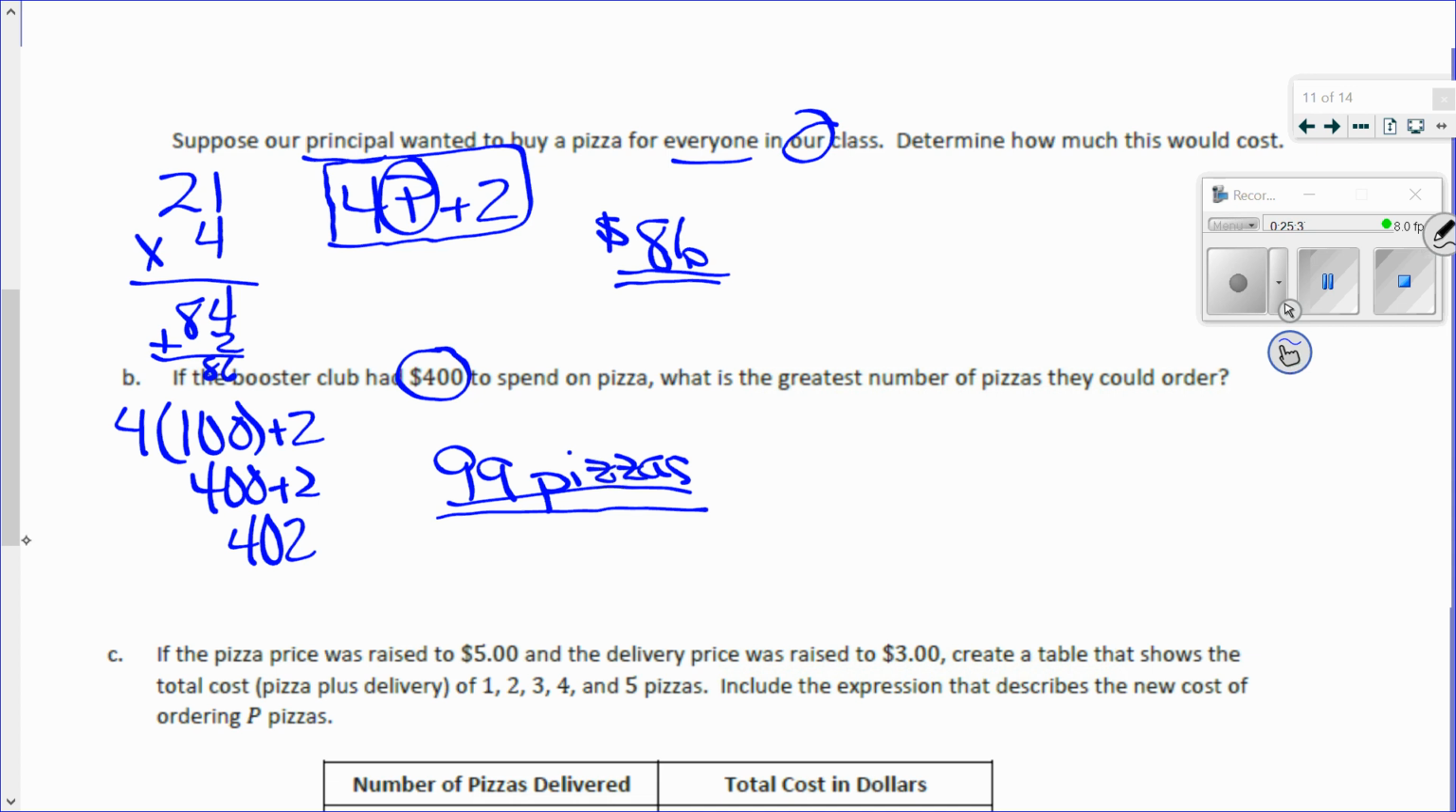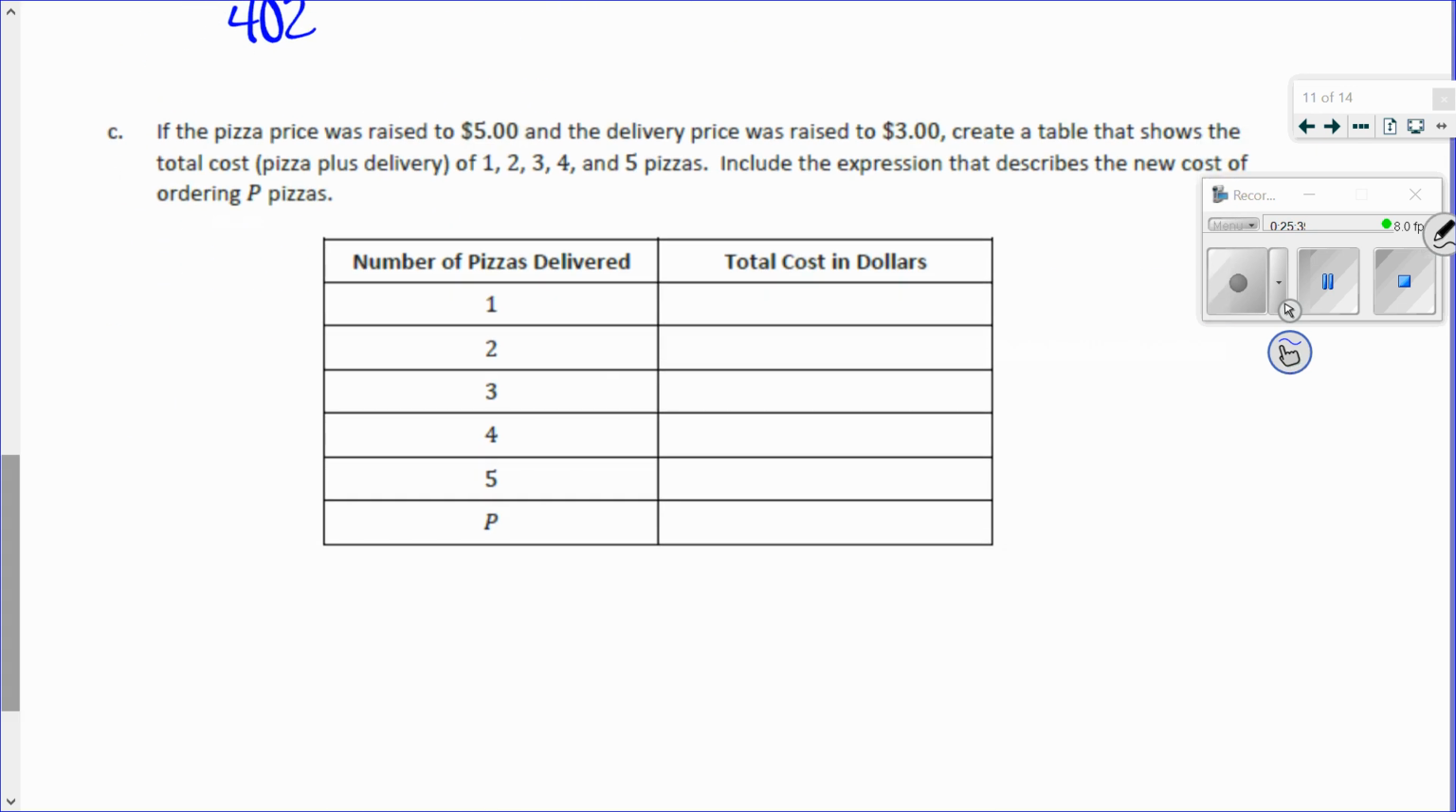Okay, our next one. We're just going to fill this one out. All we're going to do is change our prices. We raised the price to $5. The delivery price raised to $3. But it's still just that one time. The guy comes to my house. Doesn't matter if he's carrying 1 pizza or 5 pizzas. It's just one trip, right? So it's 1 delivery charge.